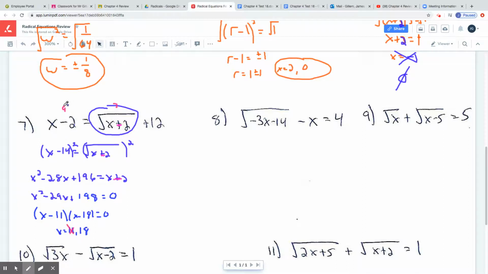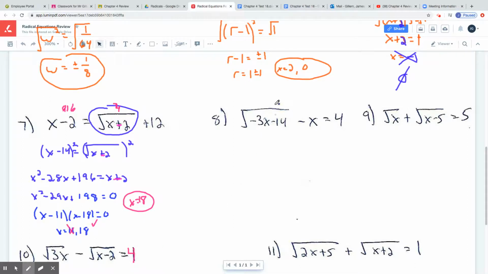All right, 18 minus 2 is 16. Square root of that is 4. 4 plus 12 is 16. That works. So x equals 18 is our answer. Okay, I think this one's supposed to be a 4. Let me just fix that now so I don't forget.